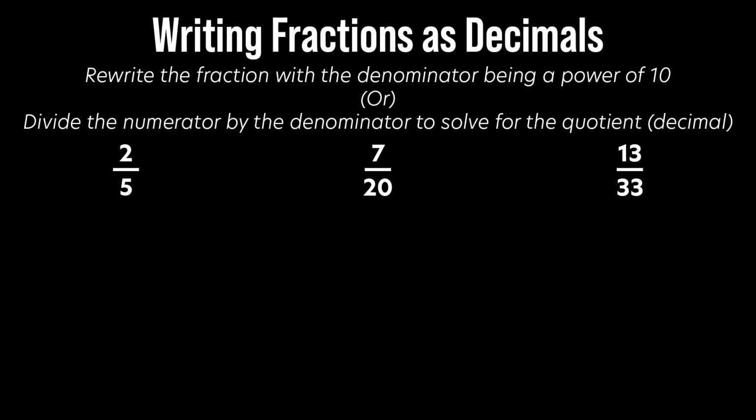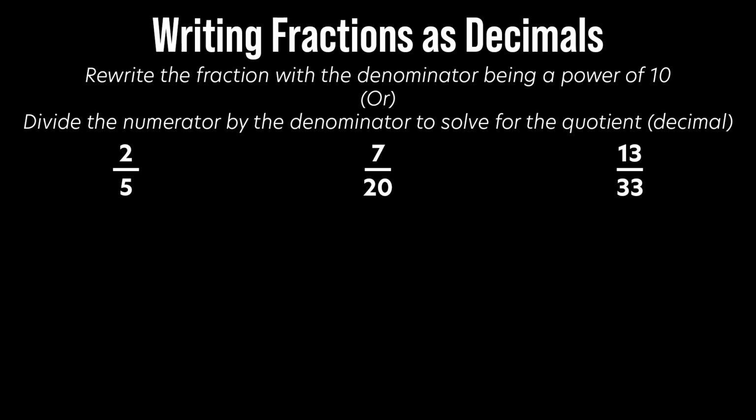Today, we're going to learn about writing fractions as decimals. So there are two cases. The first one is to rewrite the fraction with the denominator being a power of 10, or the second is to divide the numerator by the denominator to solve for the quotient, which will be in decimal form. The first two problems are going to tackle the first case, and the last one will tackle the second.